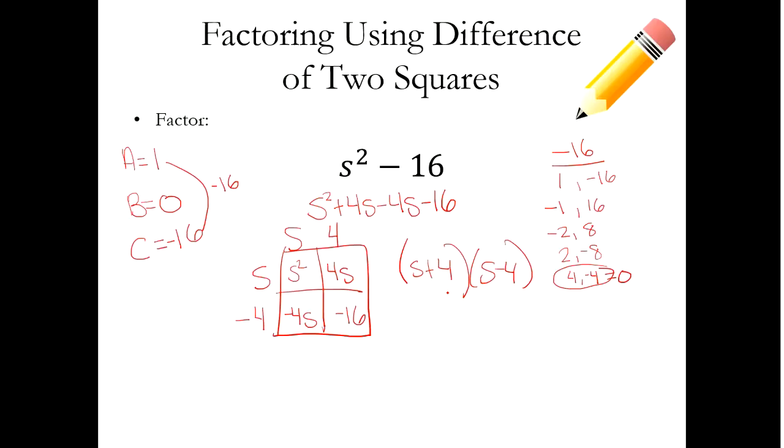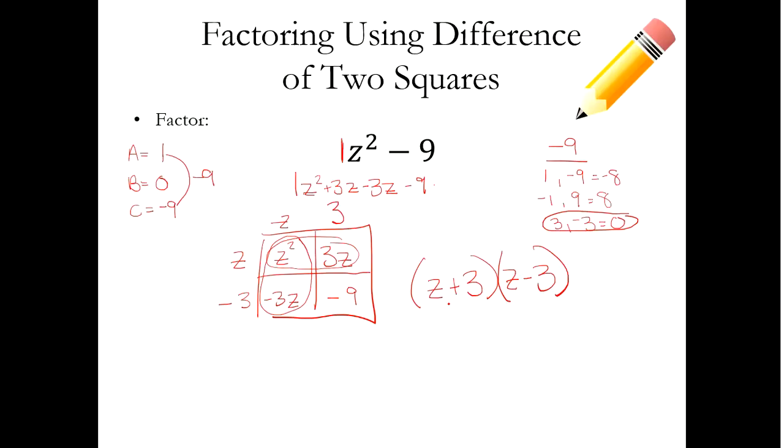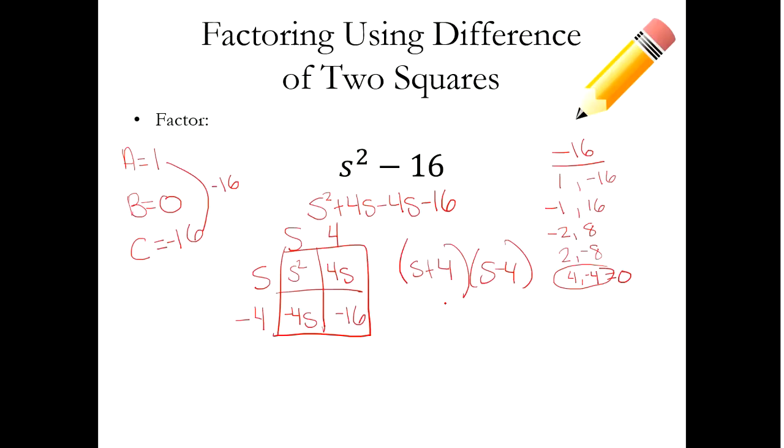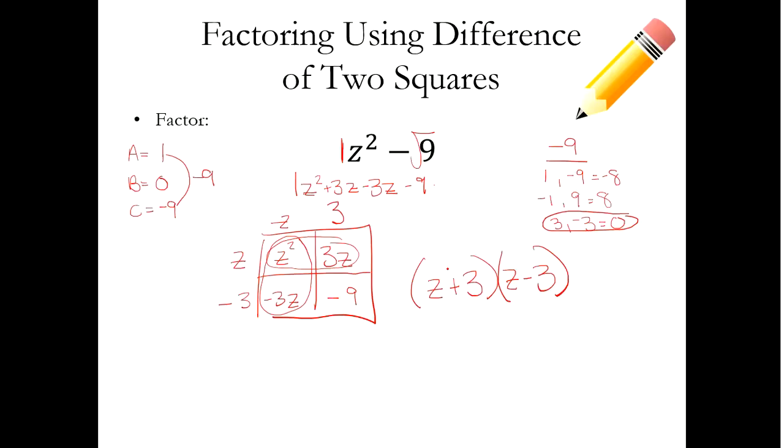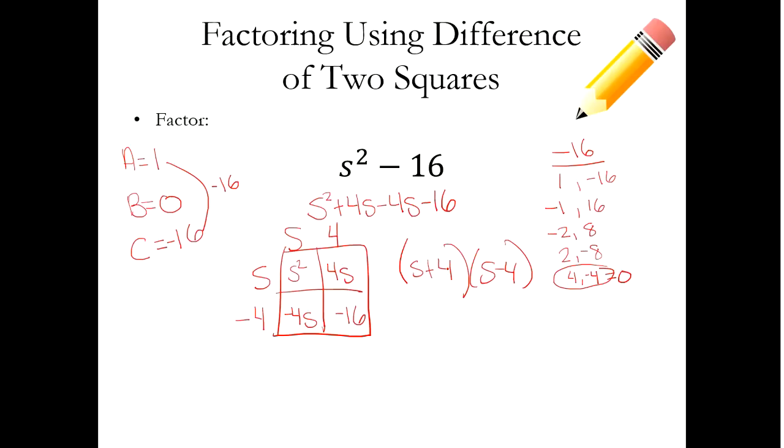Now notice, guys, do you see the pattern that's happening? On my last problem, we had z plus 3, z minus 3. Notice, guys, the square root of 9 is 3. Isn't that kind of neat? And the square root of z squared is just z. Same thing happened here: s, 16, 4. Notice both of them had a plus and a minus factor. One was plus 4, one was negative. Okay? That's going to happen on every single one of these problems.